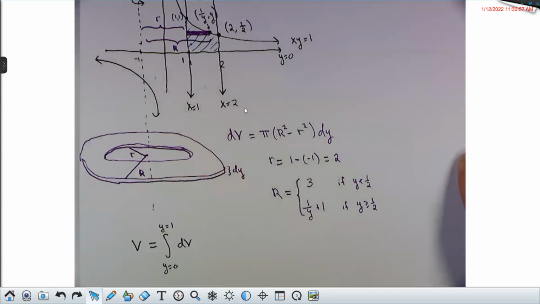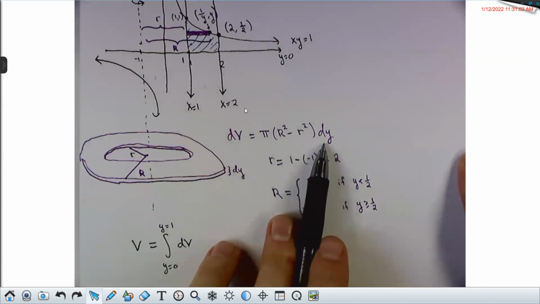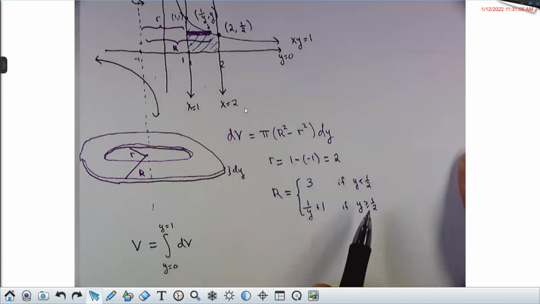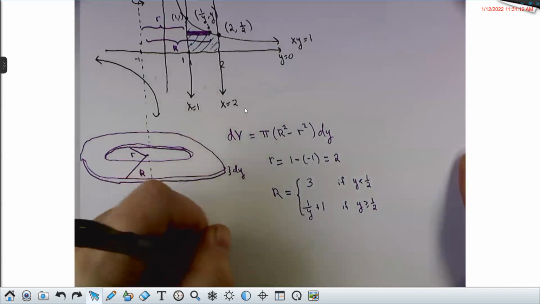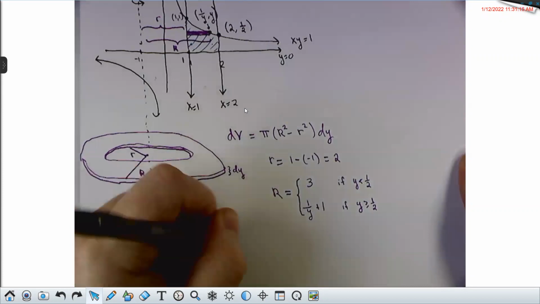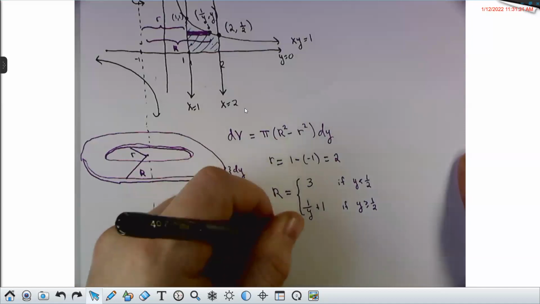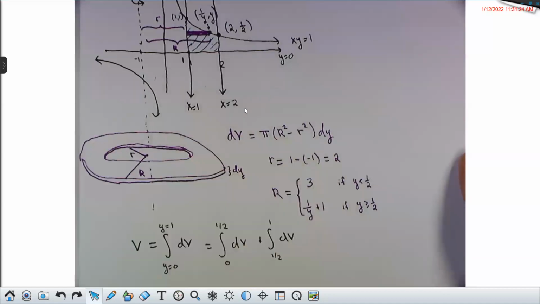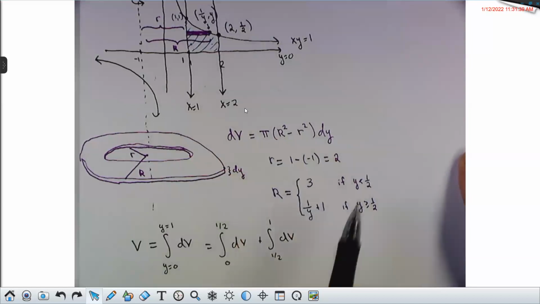And the issue is that dv, which is pi times big R squared minus little r squared dy, is different if y is smaller than 1/2 or if y is bigger than 1/2. So we will need to split this integral up as the integral from 0 to 1/2 of dv plus the integral from 1/2 to 1 of dv, because dv is different when y is bigger than 1/2 compared to when y is smaller than 1/2. dv is always pi times big R squared minus little r squared dy, but big R changes when y is smaller than 1/2.